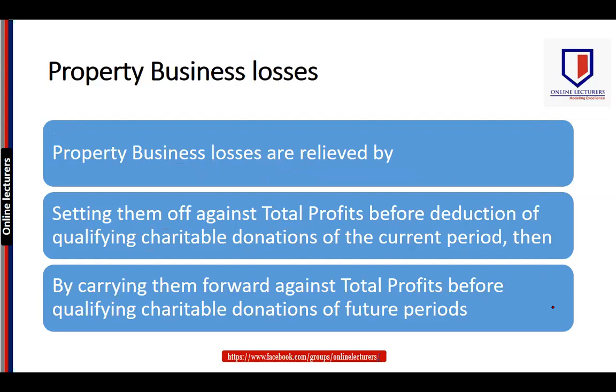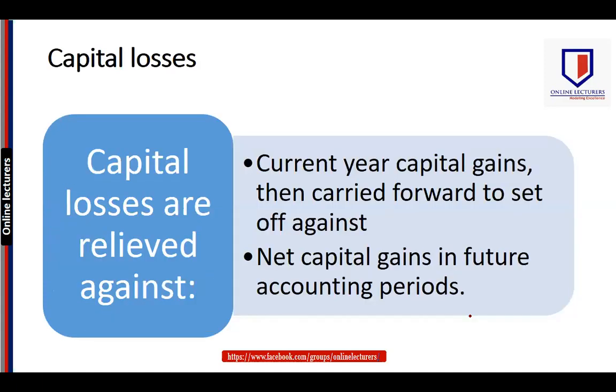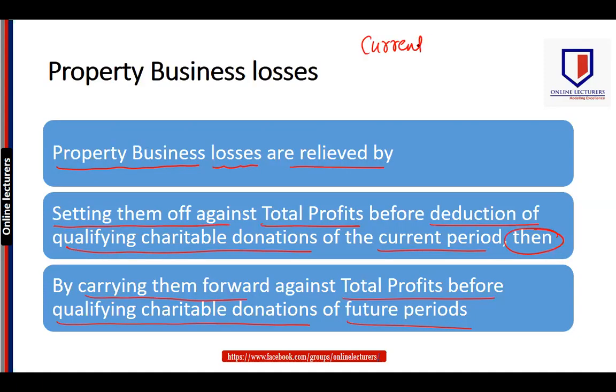Now, as far as the property business loss is concerned, if you have a property business and it incurred losses, then losses are relieved by setting them off against total profit before QCD of the current period, that is mandatory, then by carrying them forward against total profit before qualifying charitable donation of future periods. So in the case of property losses, the carryback option is not available. You can use the current year and then you can offset the excess amount against the next year's total profit before QCD. Similarly, partial offsetting is not allowed when you are offsetting the loss in the current period.